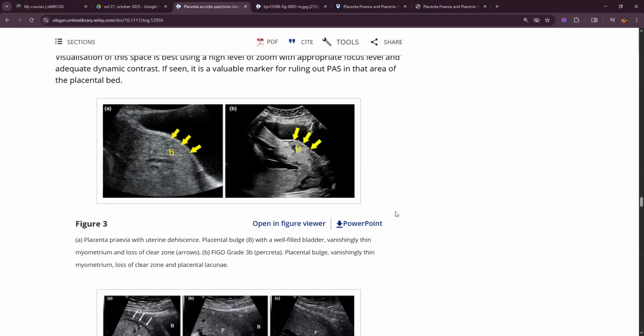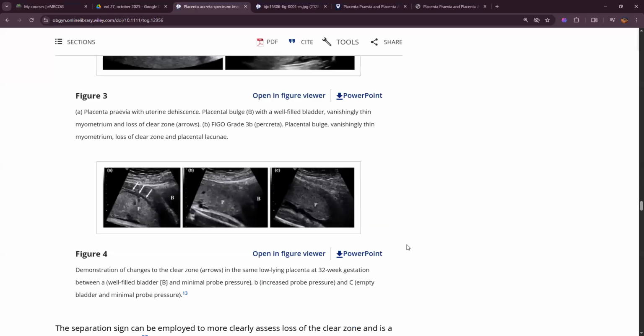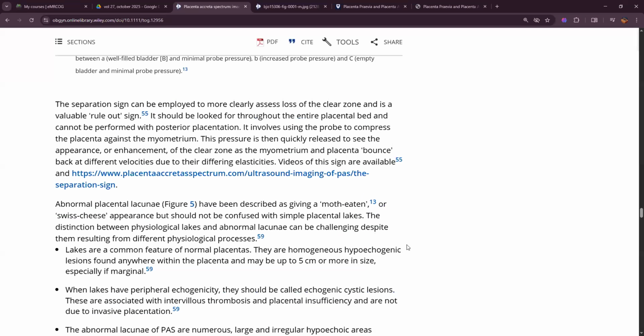We are having a total loss of the clear zone. Total loss. We cannot see the myometrium. We even see the placenta bulging into the bladder. So yeah, all of those are ultrasound markers for the placenta.